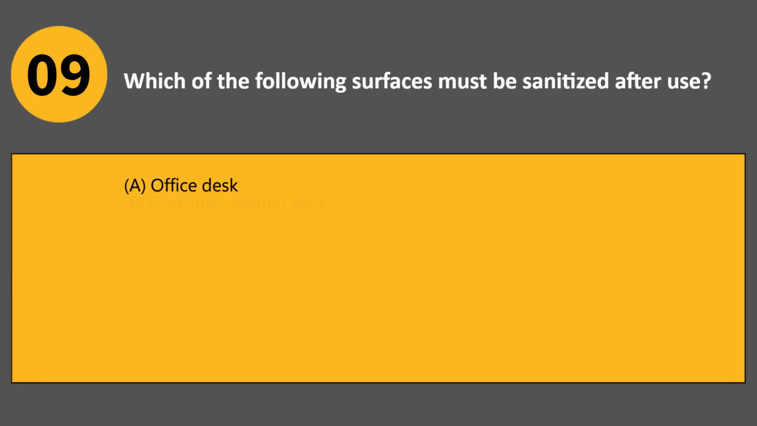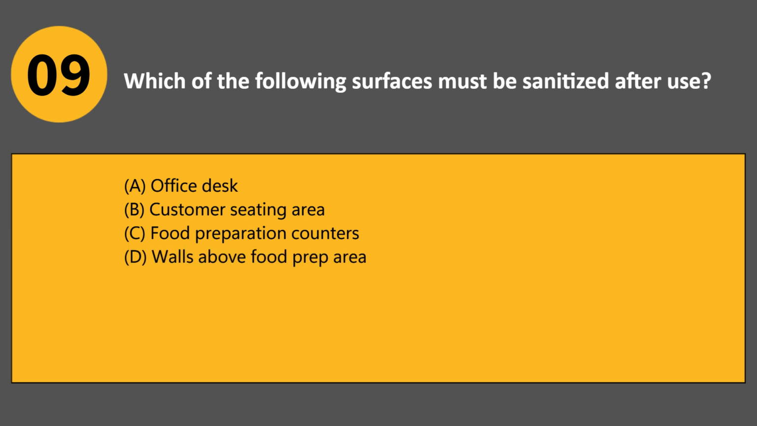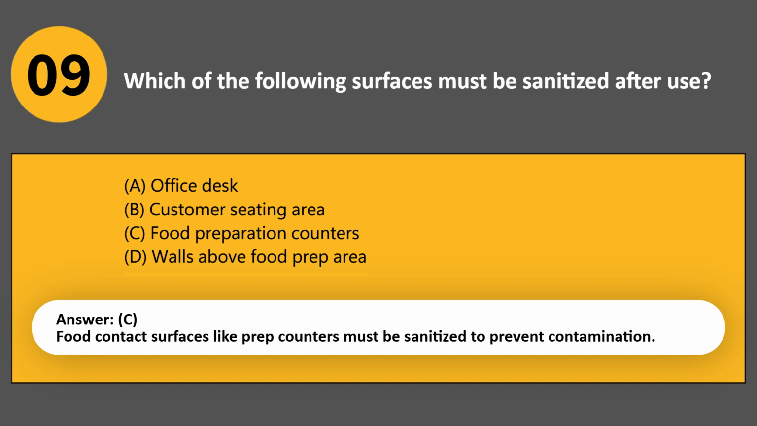Which of the following surfaces must be sanitized after use? A. Office desk. B. Customer seating area. C. Food preparation counters. D. Walls above food prep area. Answer, C. Food contact surfaces like prep counters must be sanitized to prevent contamination.